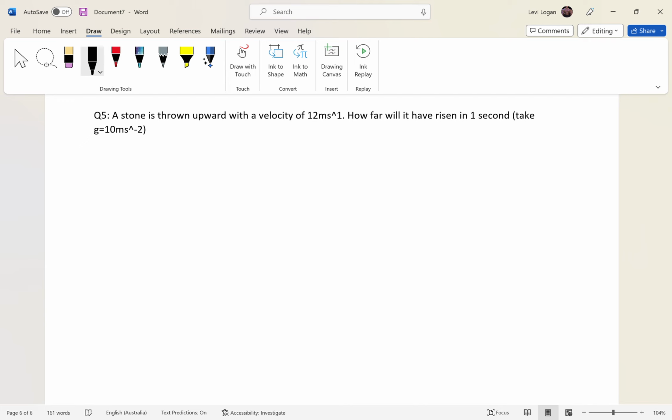Alright, so very similar to the first question. Old mate's got something here and he's thrown it up and it's fallen back down. It's been given that he has a velocity of 12 meters per second. So straight up, u is 12 meters per second. We want to take g as -10 meters per second squared. I just said g as 10.